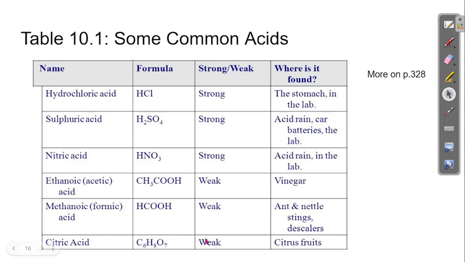And citric acid also is a weak acid, and you find it in citrus fruits like lemons and oranges and so on. Okay? So you don't have to memorize these, but this is just an example of acids. Some acids are strong, some are weak, and the same for bases. Some bases are strong, some are weak.